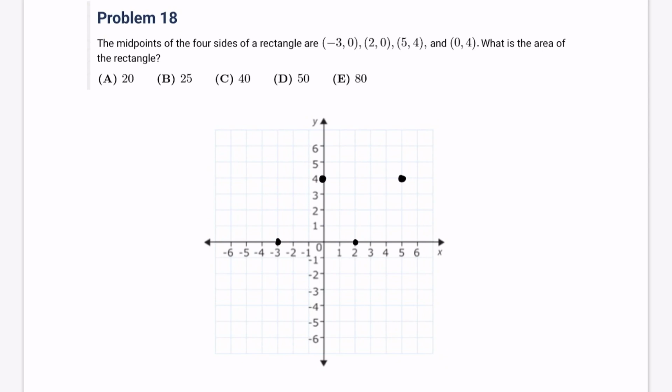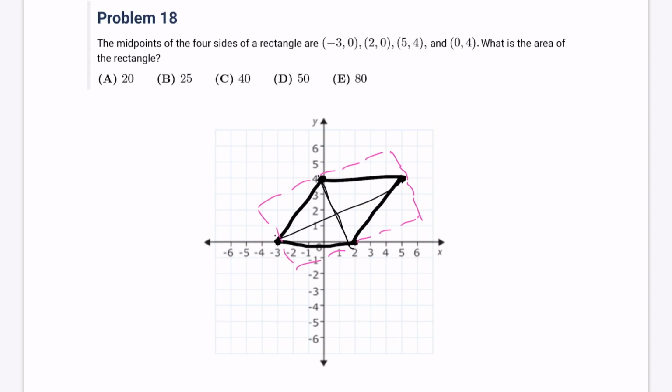So we can see that these points, when connected, form a parallelogram. We can also imagine what the rectangle would look like. If we extrapolated these sides outwards, we can see that the rectangle would look like this. And if we draw an X in the middle, we can see that this would be the height and this would be the length of the rectangle.